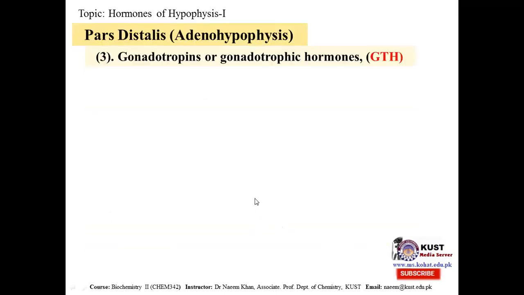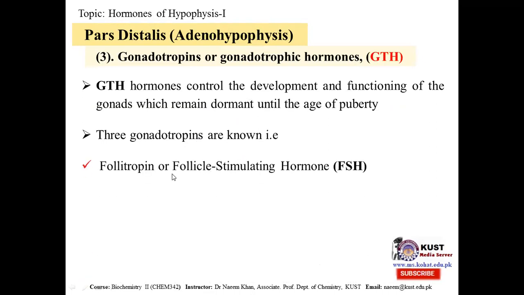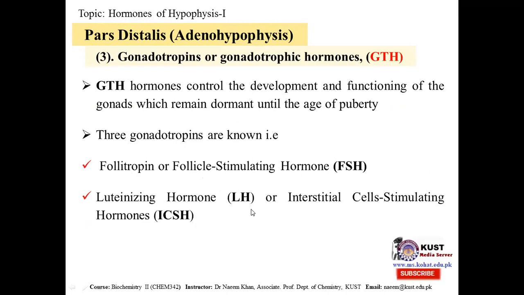The third type is the gonadotropin, or gonadotropic hormone, GTH, of the adenohypophysis. This hormone controls the development and functioning of the gonads, which remain dormant until the age of puberty. Three gonadotropins are known. One is follicle stimulating hormone, FSH. Another is luteinizing hormone, LH, or interstitial cell stimulating hormone, ICSH. And the third is the luteotropic hormone, LTH.